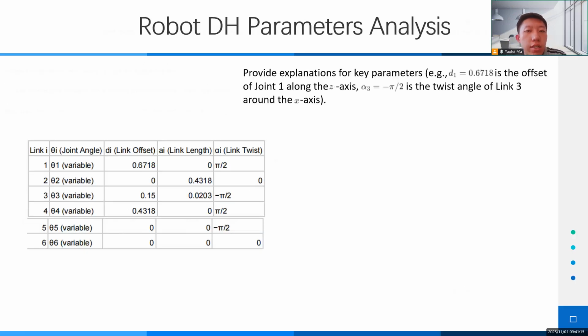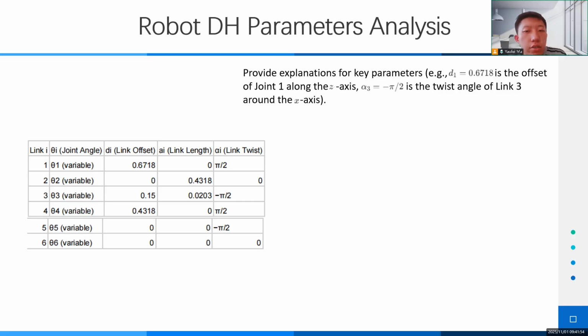Now let's look at the DH parameters of our 6DOF robot. The table here shows the values for each link. Let me explain some key ones with examples. For joint 1, d is 0.6718. That means the offset of joint 1 along the z-axis is 0.6718.